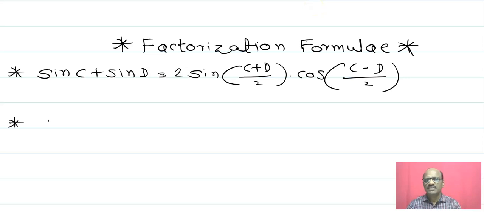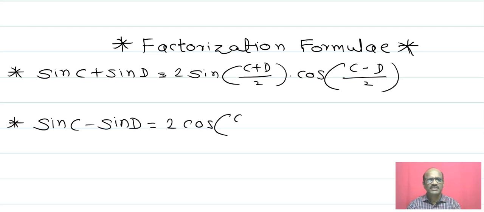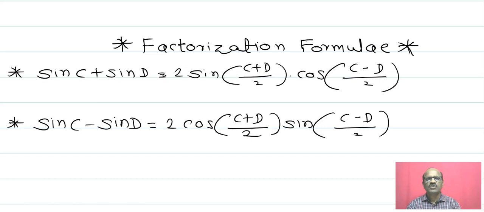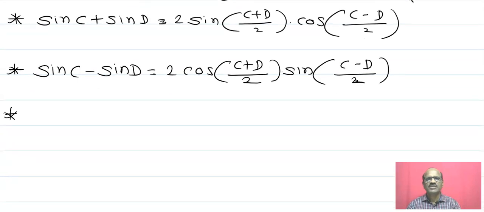Now see this, whenever there is sin C plus sin D on the left, then on the right-hand side we have different types of functions. That is how to remember this: when there is a sin, then different functions. Sin C minus sin D is equal to 2 cos of (C plus D) upon 2 into sin of (C minus D) upon 2.